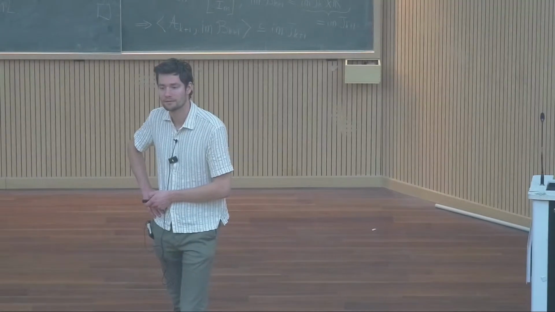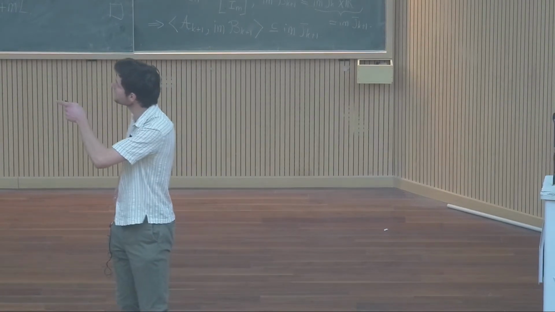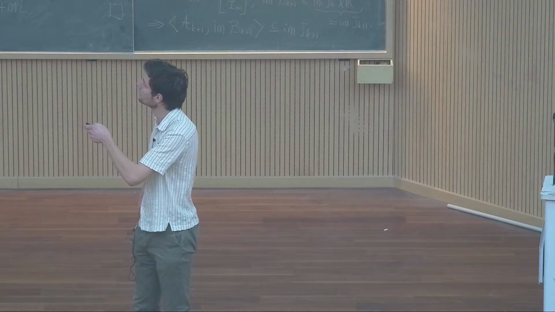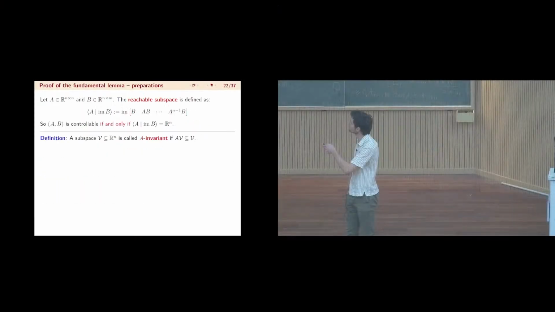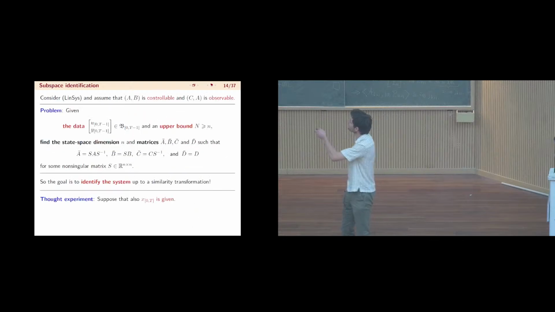Majority of the work, I think we needed to know at least the order of the system. In this case, no. So we need to know something about the order of the system. So for instance, in the subspace identification, right? We assumed this upper bound on the state space dimension.